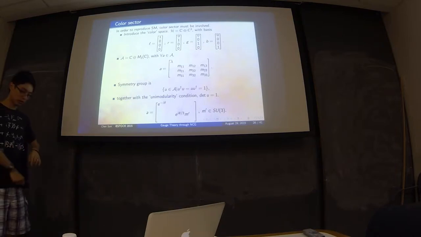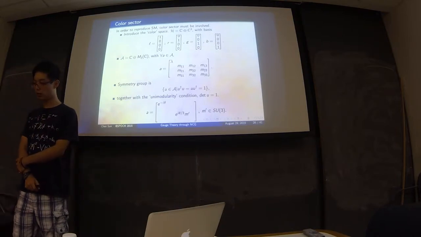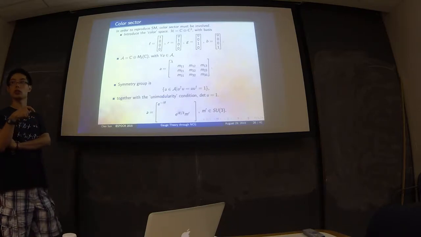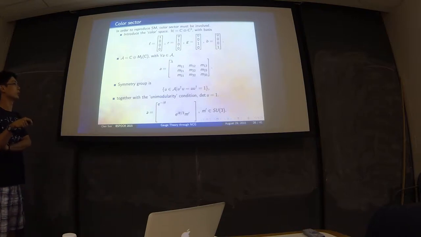We want to accommodate the standard model, so we need to think about the color factor. For the color sector, we choose a representation as C plus C^3, and we identify the basis as lepton, red, green, blue. The algebra is C plus M3(C), where M3(C) is the 3x3 complex matrices. Okay, and we represent this algebra like this.